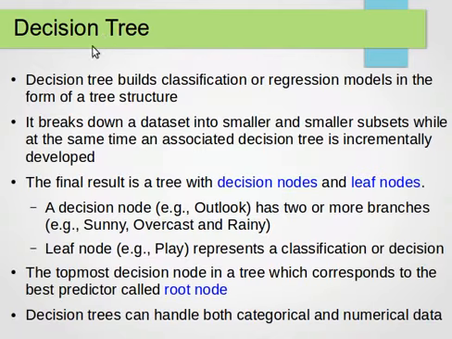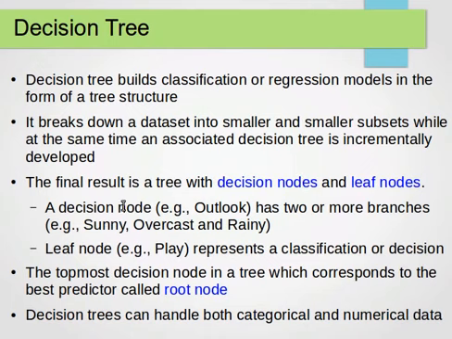The decision tree classifier, as the name suggests, builds classification or regression models, so it can be used actually for classification and regression in the form of a tree structure. So the name says it all. It breaks down a data set into smaller and smaller subsets, while at the same time an associated decision tree is incrementally developed. The final result is a tree with decision nodes and leaf nodes.